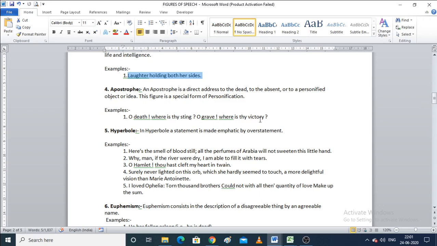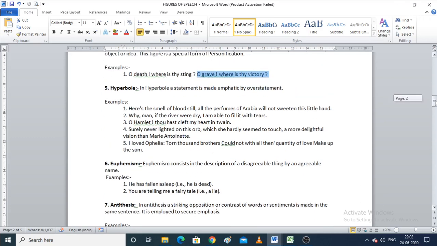"O grave, where is the victory?" Now the grave is where the dead body is buried, right? So it is a non-living thing. Now the poet is asking the grave, "O grave, where is the victory?" The person is already dead. That means he lost the game, right? So the poet is asking the grave where is the victory. So here we are using the apostrophe literary device.